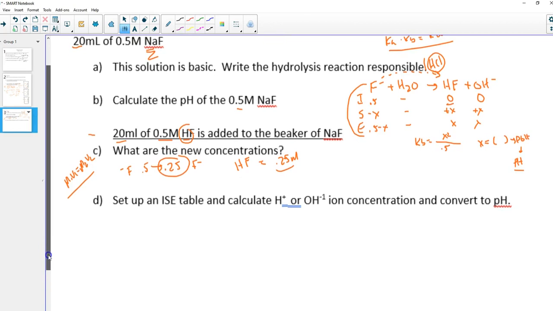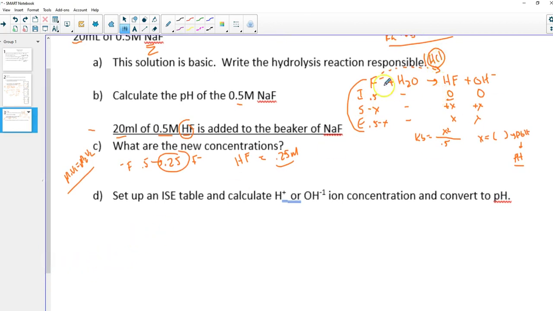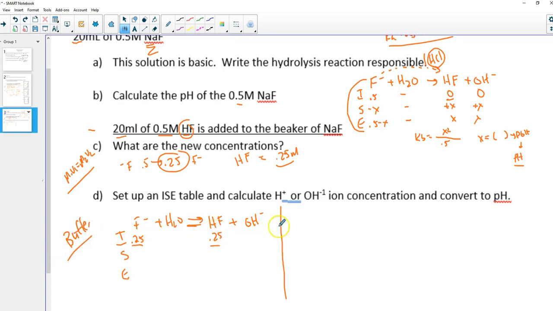Now we're just going to see it a little bit straightforward. I'm going to use this same equation because you probably have that one all set. So F negative plus H2O yields HF plus OH negative. Initial, stoichiometric ratio, change: this is 0.25 and this is 0.25. Now, I just made a comment: I'm going to use this equation because you got it already kind of ready to go. But if you have both of these guys present, this is, by the way, called a buffer. Anytime you have both a weak species and its conjugate available, it's called a buffer. I have both present, so I could just use this.